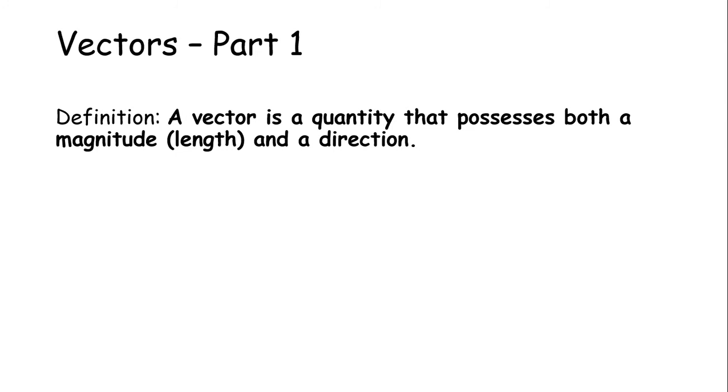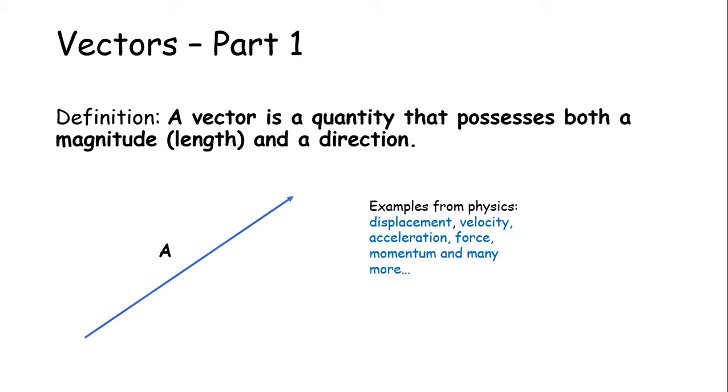A vector is a quantity that possesses both a magnitude, that is a length, and a direction. We normally denote a vector by an arrow whose length represents the magnitude, the size of the vector, and whose direction is given by the orientation of the arrow. We also generally denote the vector by a bold capital letter, or sometimes by a letter with an arrow on top. Examples of vectors from physics are displacement, velocity, acceleration, force, and many more.